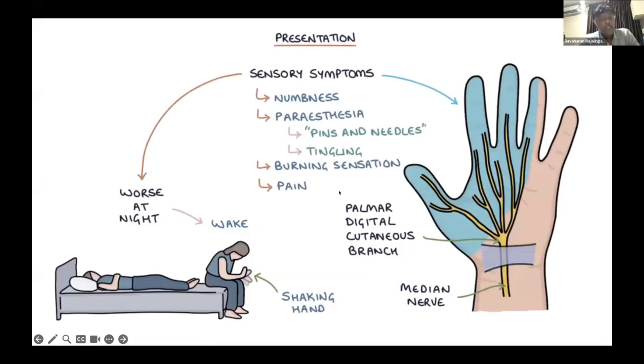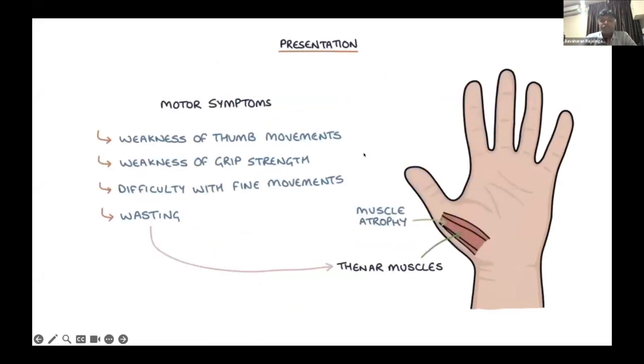Now, all these things have to be discussed. As already discussed here, it is worse at night, and waking up and shaking the hand is the most common. The pain gets relieved after shaking the hand. So it can be pins and needles, tingling, burning sensation, pain, and numbness.